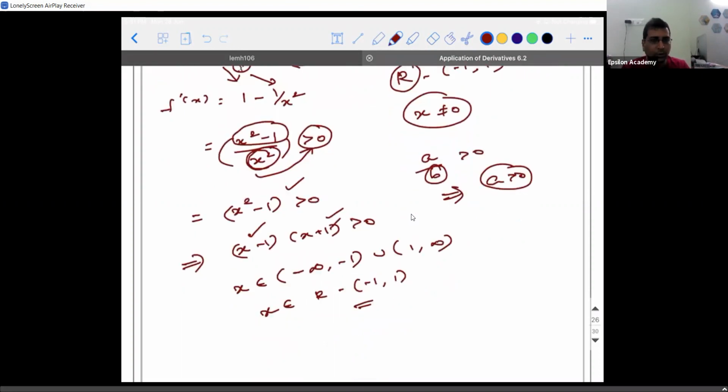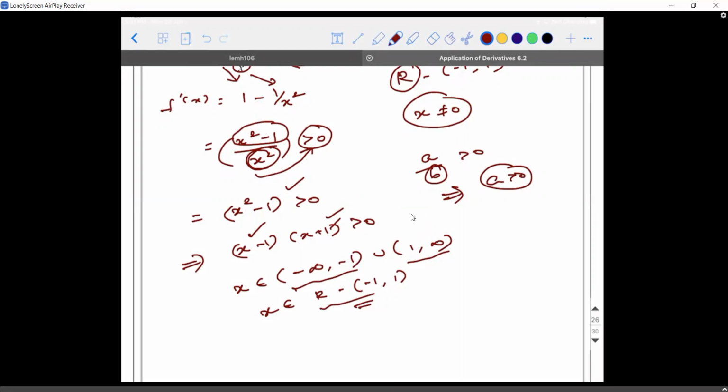Do you remember this or not? Yes, sir. Last class I would have taught this, so the same logic I applied. So x belongs to minus infinity to minus 1 union 1 to infinity, or the other way to write it is, from the real number set, I have to remove the values from minus 1 to 1. That's it. Okay, sir. Understood.